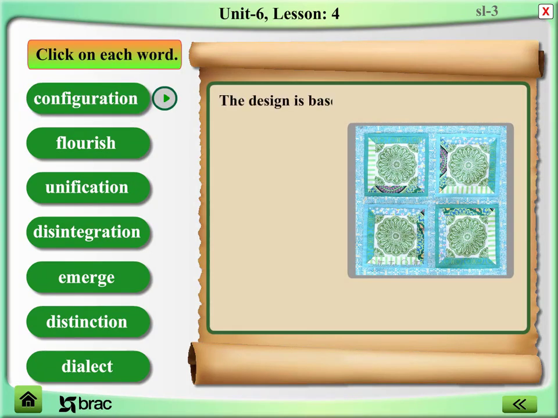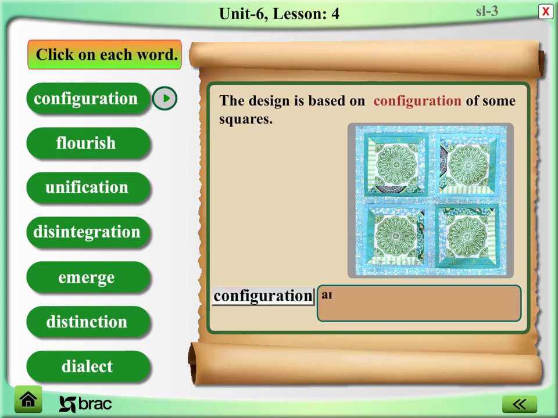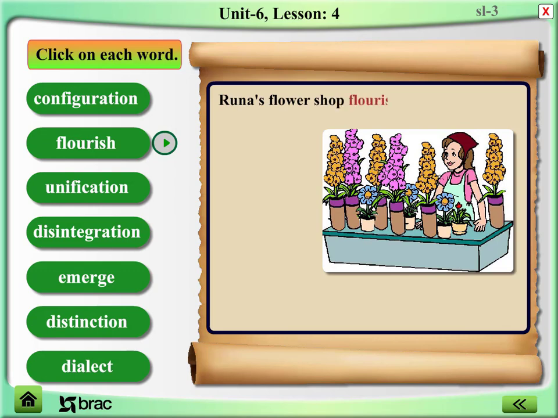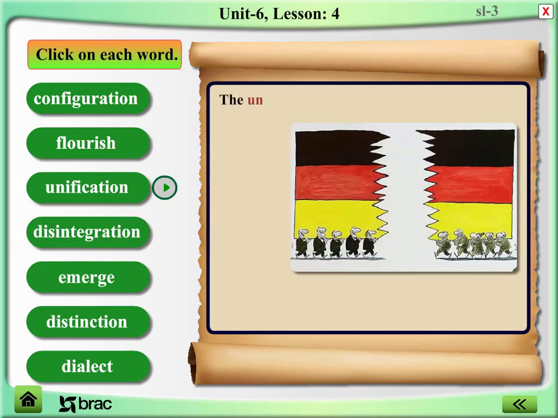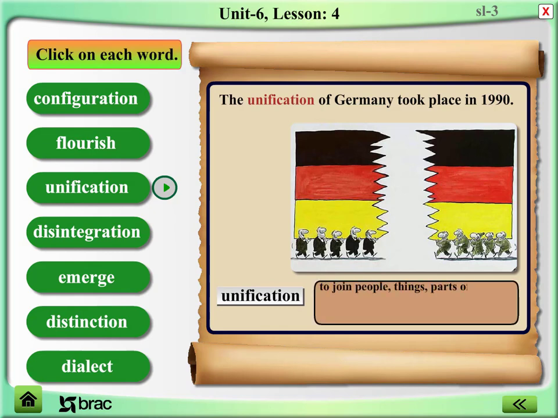Configuration. The design is based on configuration of some squares, meaning an arrangement of the parts of something or a group of things. Flourish. Runa's flower shop flourished within a year, meaning to develop quickly and be successful. Unification. The unification of Germany took place in 1990, meaning to join people, things, parts of a country, etc. together so that they form a single unit.